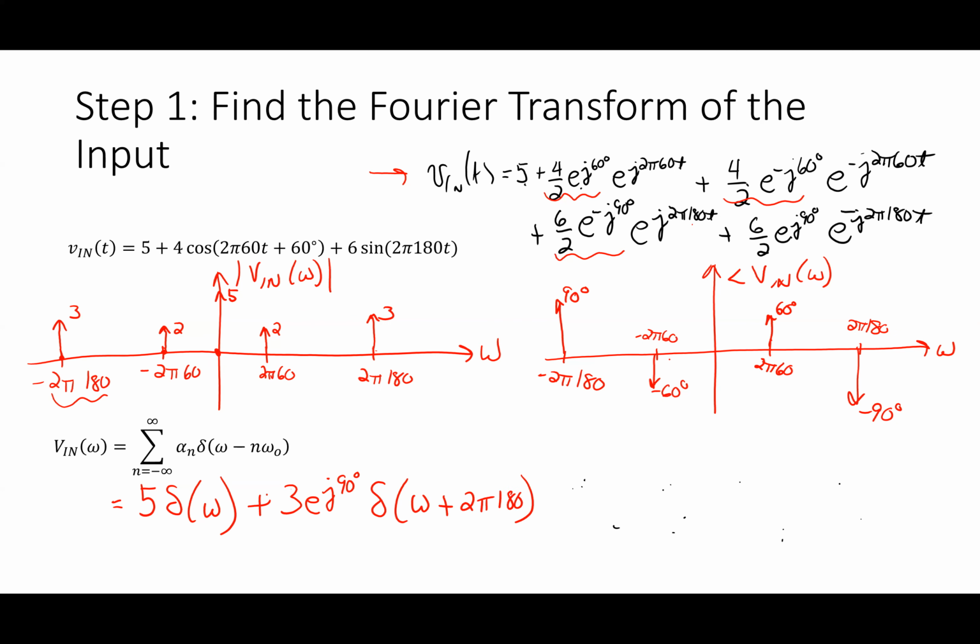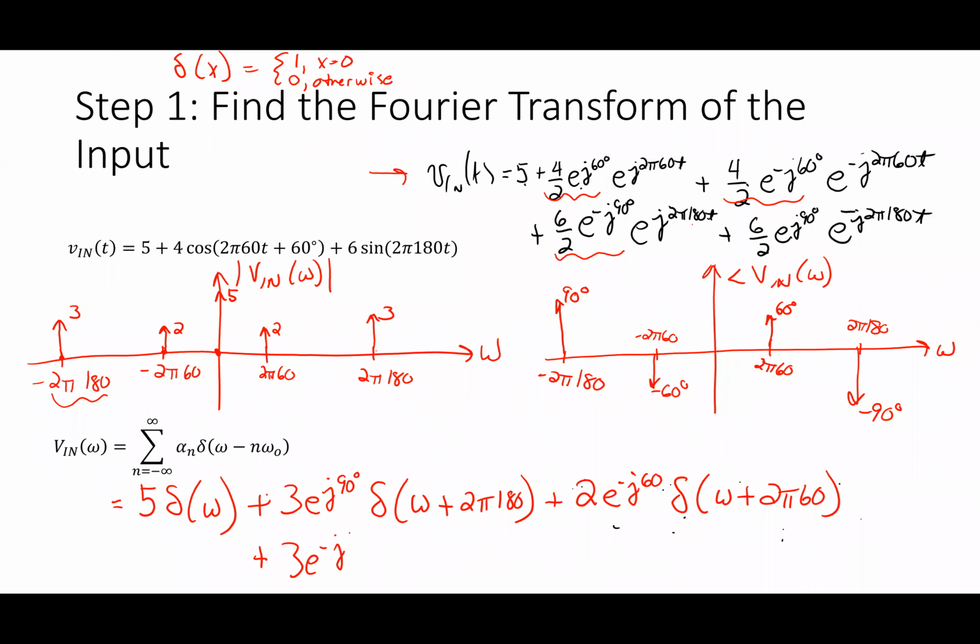If I do the negative 2 pi 60, I've got a magnitude of 2, an angle of negative 60 degrees, and it's located at negative 2 pi 60. So in my expression here, I would say omega plus 2 pi 60. The way I can check this is if I plug in omega equal to negative 2 pi 60, the argument becomes 0, and delta of omega should be equal to 1 when omega is 0. The thing to remember is if I have delta of x, that's 1 for x equal to 0, 0 otherwise. So think of it as a general formula. Then I can do the same thing at the other frequencies.